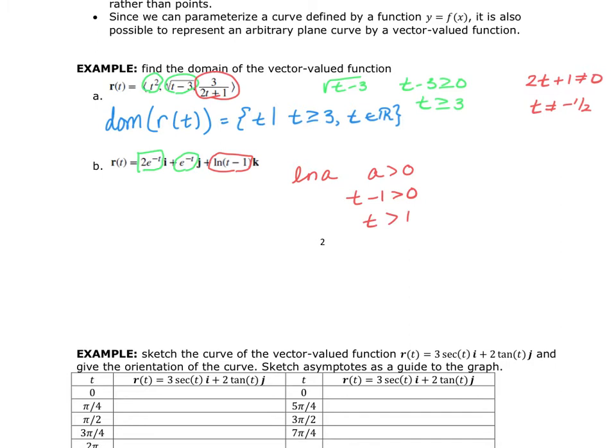So my domain of r of t is t such that t is greater than 1, and t is any real number.